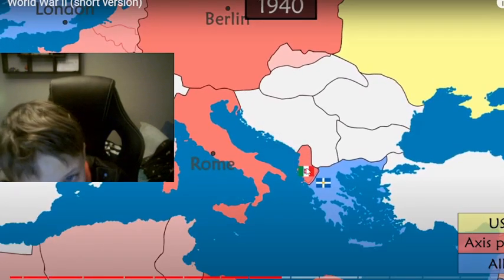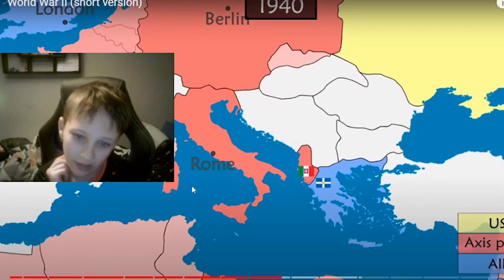Look at those old flags. Look at Italy's old flag and Greece's old flag.